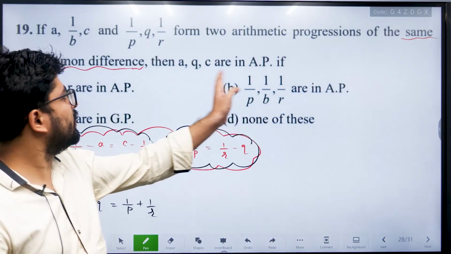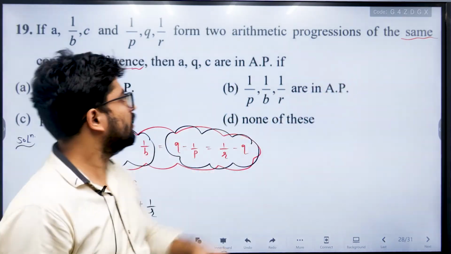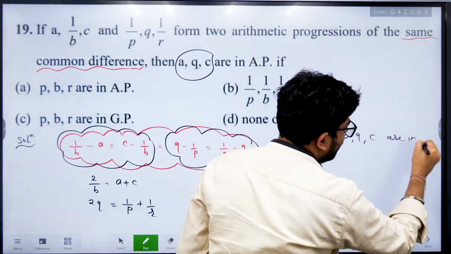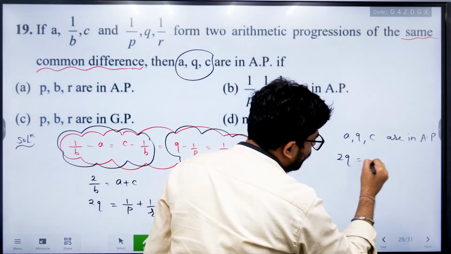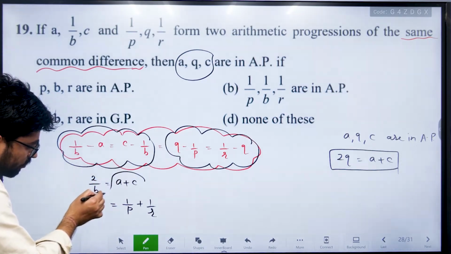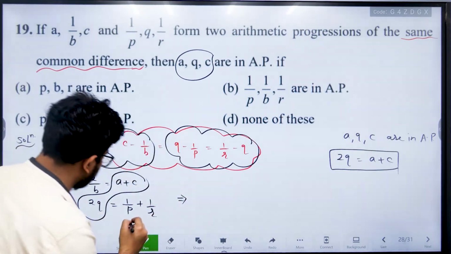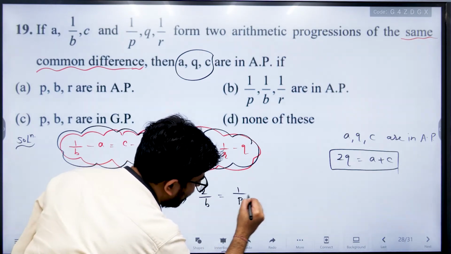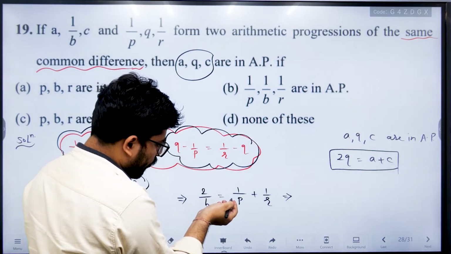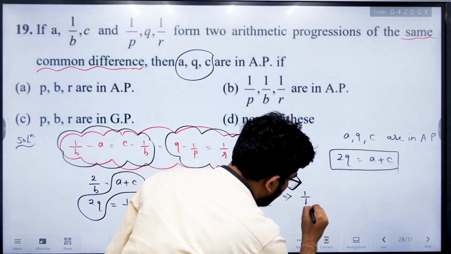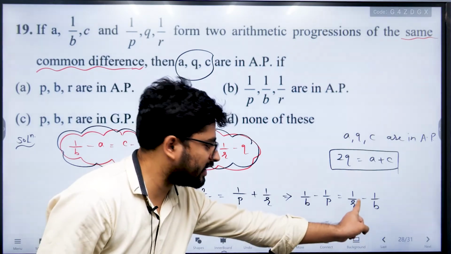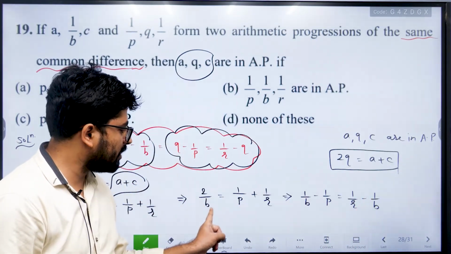Now we are given that if A, Q, C are in AP, then we have 2 times Q is equal to A plus C. From here we can say 2 by B is equal to 1 by P plus 1 by R, and this thing can be written as 1 by B minus 1 by P is equal to 1 by R minus 1 by B. If you take 1 by P here, that is 1 by P plus 1 by R, and if you take 1 by B here, that is 2 by B. So 2 by B is equal to 1 by P plus 1 by R.